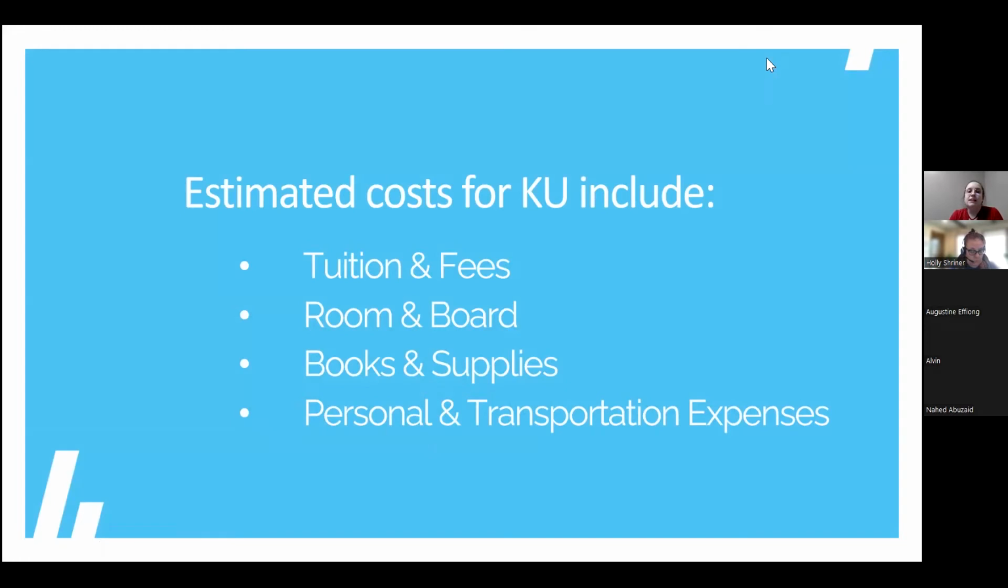In those estimated costs there are going to be things like tuition and fees that are applied directly to KU. It'll also talk about estimates of room and board. So if you live on campus, that would be charged to you through KU, but it's also going to be included in your estimated costs even if you aren't living on campus, so you're able to take out aid to help with that. It's also going to give you estimates of books and supplies and personal and transportation expenses. Obviously some of those things are still going to be things that you would be personally paying for, but you are able to take out aid to help with those.